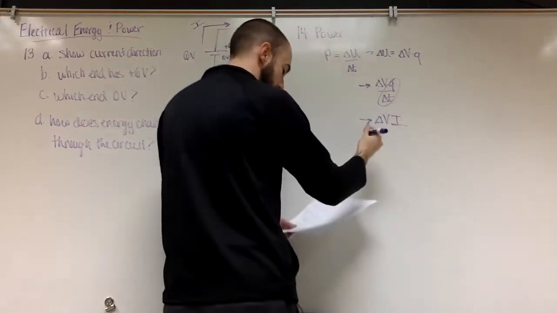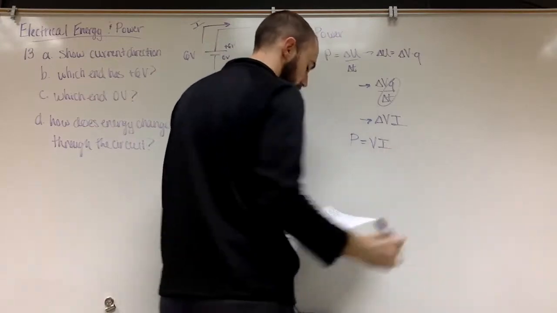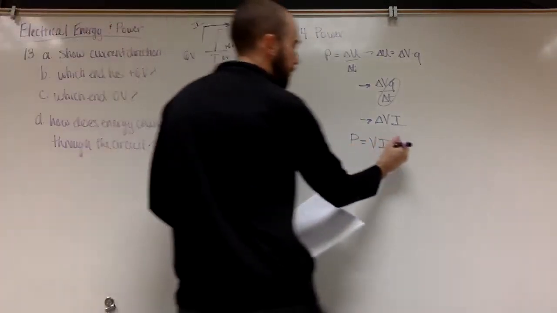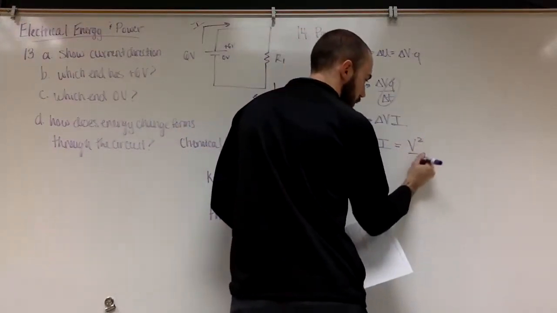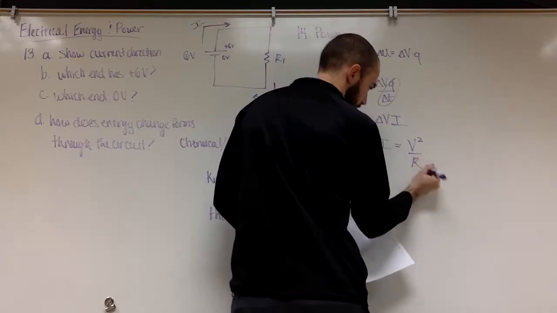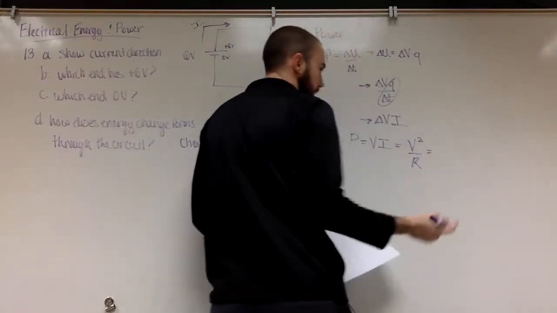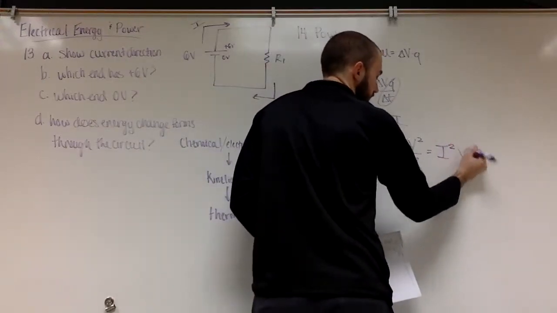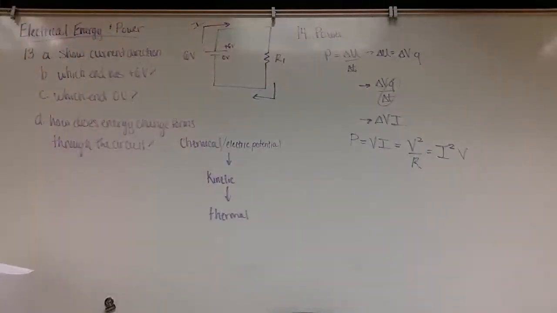So it's going to be that power is equal to voltage times current, which if we use Ohm's law to rearrange it, we can get 3 different equations for it, one of which is V squared over R, if we replace I with V over R. Or if we replace V, what we should get is I squared R, because V equals IR. So when we do that, this is what we get for equations for power.